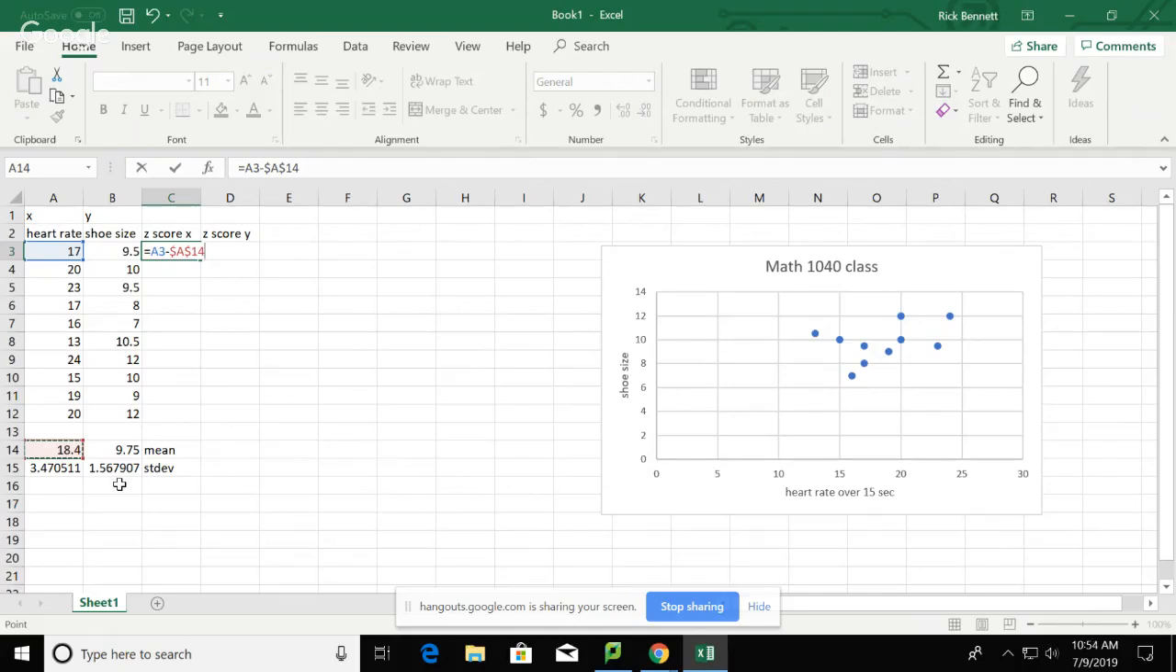Next, we need to divide it. What are we dividing it by? The standard deviation. Standard deviation of x, which is 3.47. Is there anything else I need to do? The dollar signs, F4, okay? Is there anything else I need to do?